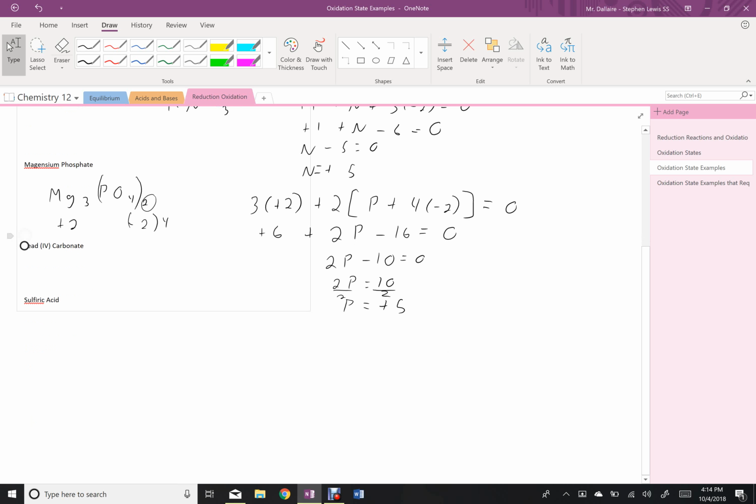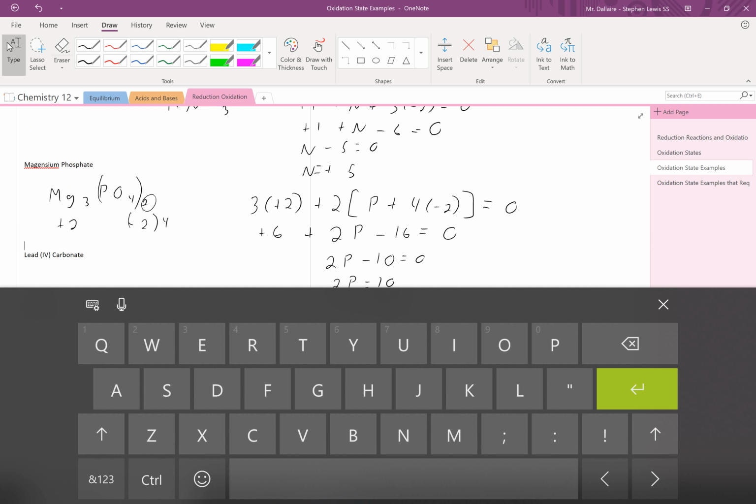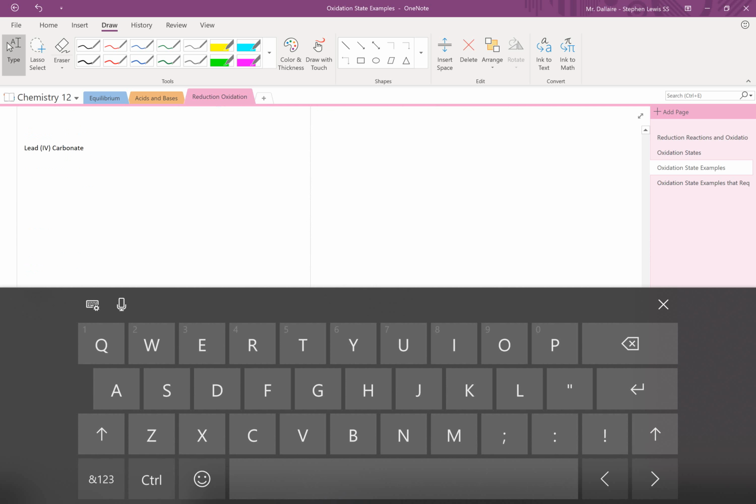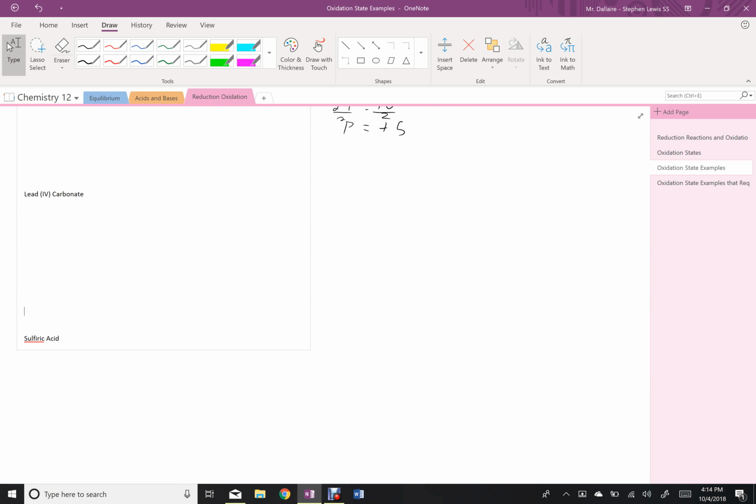2 more here. Let's just give ourselves a little more space. There we go. Lead 4 carbonate. Lead, carbonate. And this would have been 4, and this would have been 2 minus, so when I cross them over, I would have gotten 4 and 2, and that would have reduced to 1 to 2. So that's what this compound looks like. This is lead 4, so its oxidation state is plus 4.